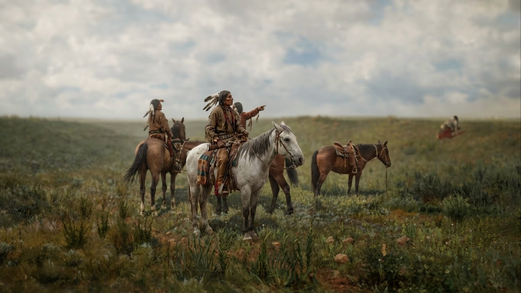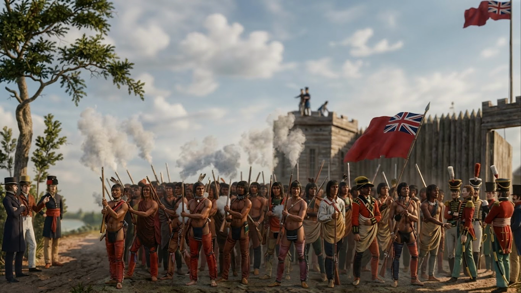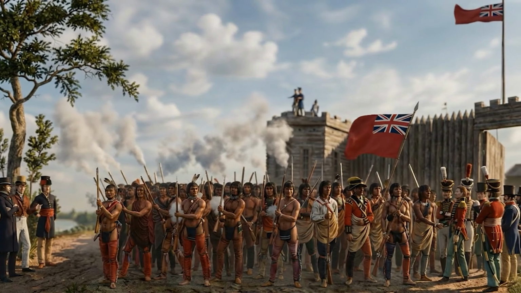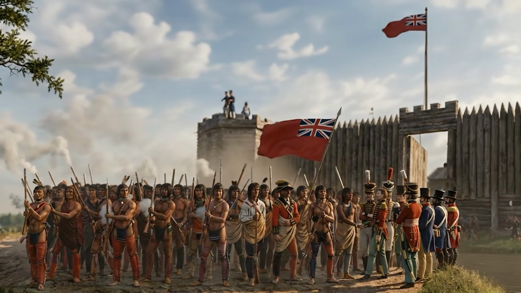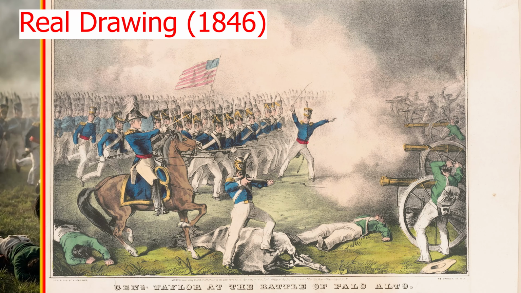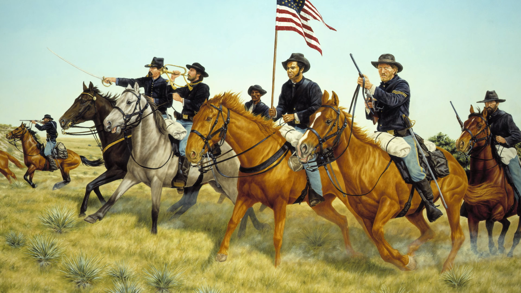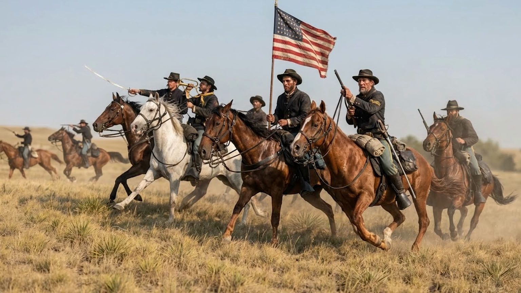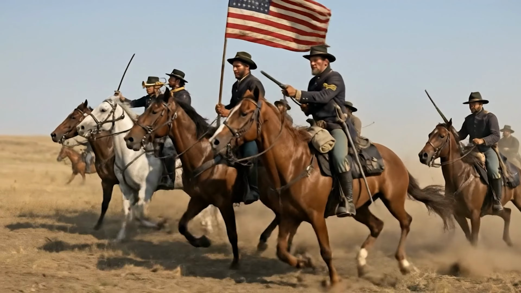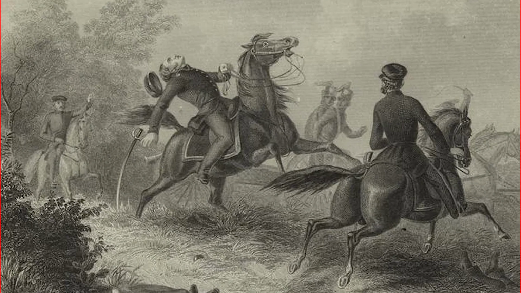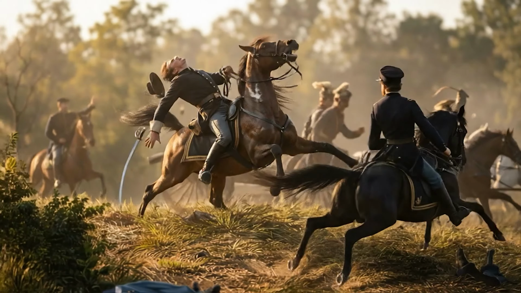This is the prairie near Palo Alto, just north of the Rio Grande on May 8, 1846. General Zachary Taylor's 2,200 American troops are facing 3,700 Mexican soldiers under General Mariano Arista. You're seeing the view from behind American lines as mobile field guns fire south toward Mexican positions. Smoke billows across the prairie as cannonballs tear through Mexican formations. A grass fire sparked by cannon blasts adds to the chaos.